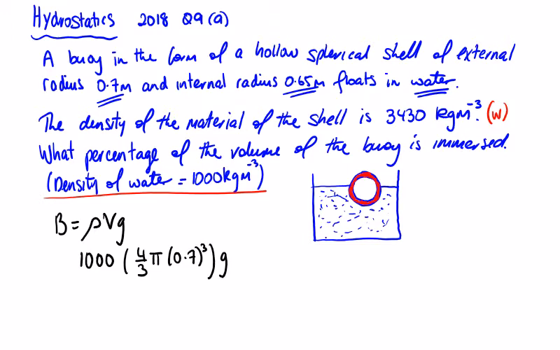That's the buoyancy of the object, and we have to multiply that by the fraction, because we're looking for the percentage of the volume of the buoy immersed, so the bit that's under here. So we'll just call that x. We could call it x over 100, but let's just call it x to keep it simple. The weight of the object. Okay, let's look at the weight of this object.